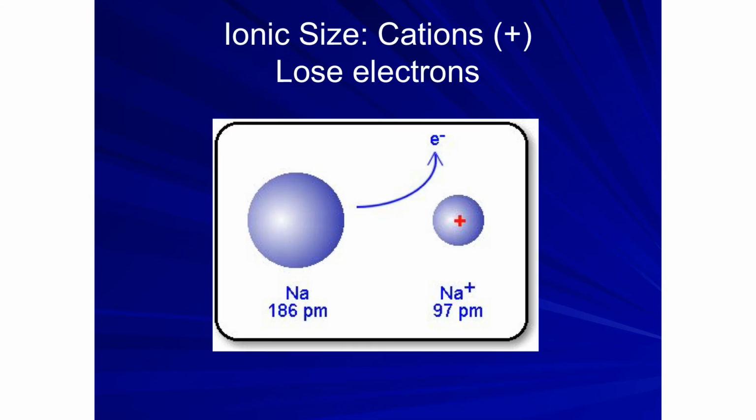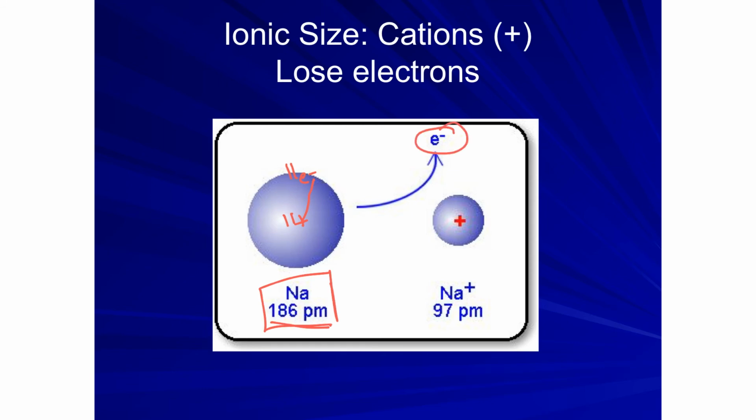So let's look at cations first, and let's look at our good old friend sodium. Sodium has 11 protons in the nucleus, and it has 11 electrons that are spread out in various energy levels as dictated by the quantum mechanical model. And this is going to have a certain size, right? This is 186 picometers. This is going to be the radius, all right?